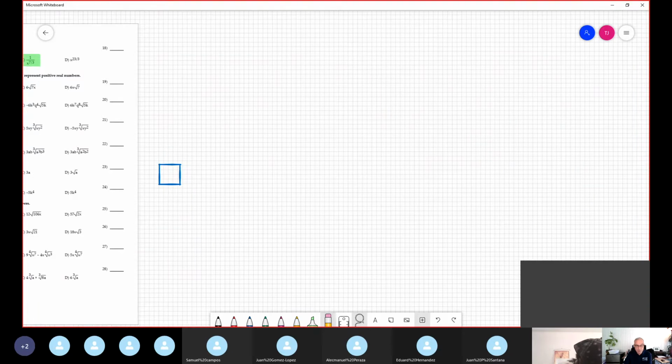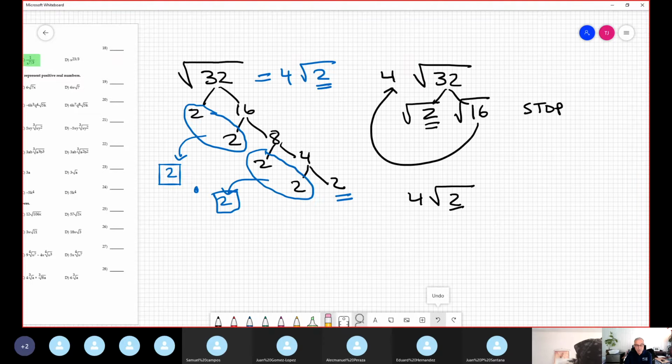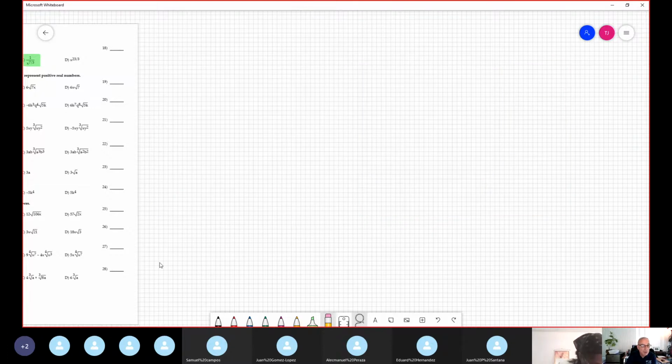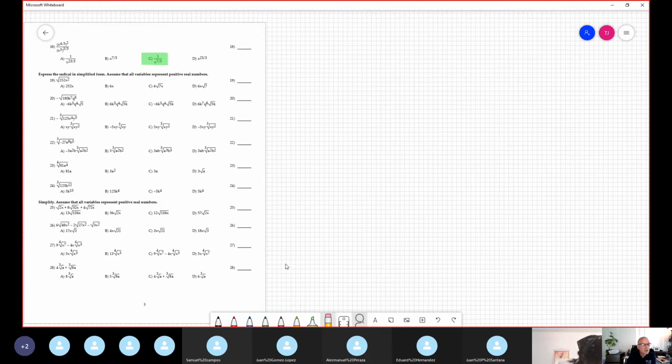Let's move on to the, oh, let me try to erase that part. Let me try to apply this idea in the example of the practice. For example, let's do 19. 19 says square root 252 x squared. This includes a variable. Include number and variable, x in that case.